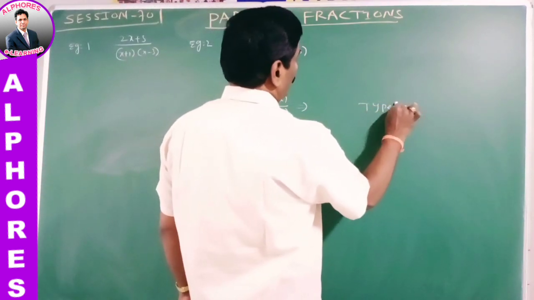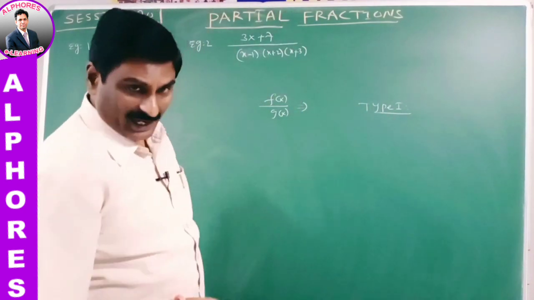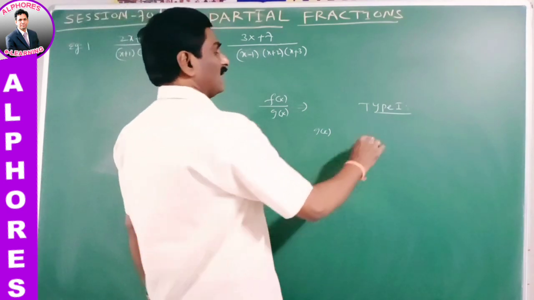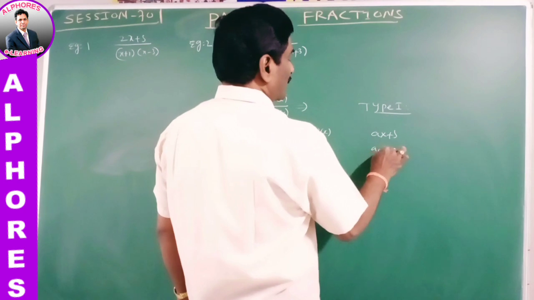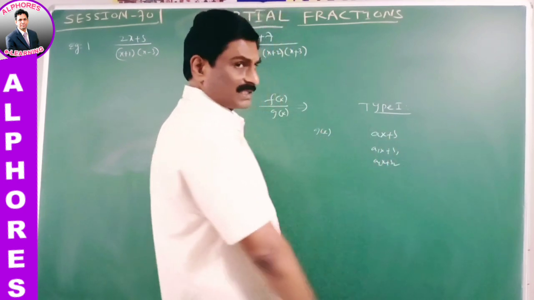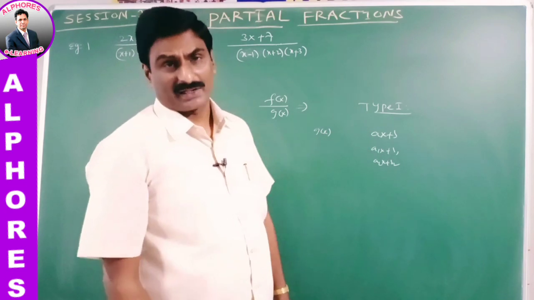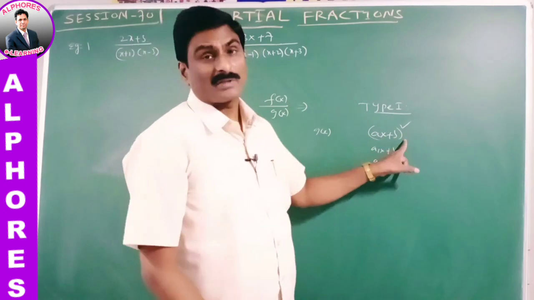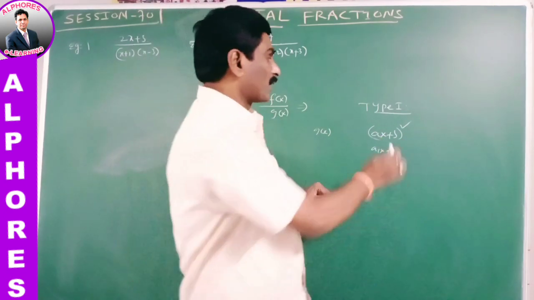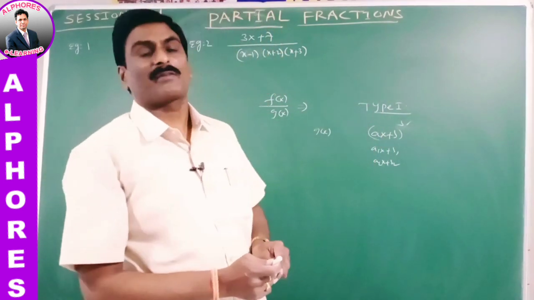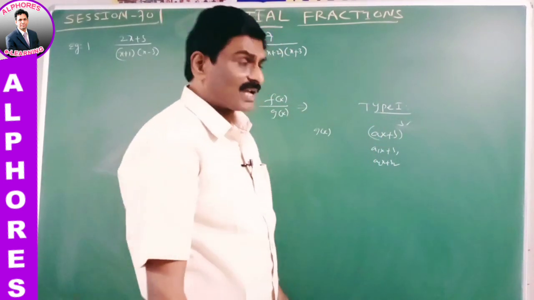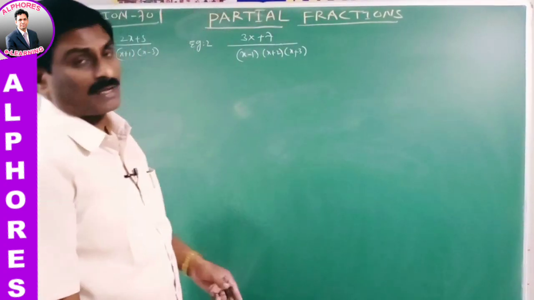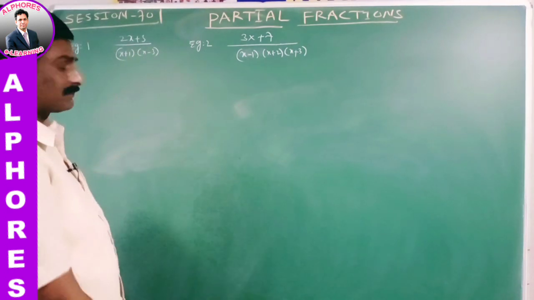In type 1, f of x by g of x is a proper fraction and denominator g of x contains non-repeated linear factors. What are the linear factors? Linear factors are in the form of ax plus b, a1x plus b1, a2x plus b2, first degree equations. These are said to be non-repeated linear factors. What are the repeated linear factors? Suppose ax plus b whole square, that means ax plus b into ax plus b. It is 2 times repeated, said to be a repeated linear factor. Whole cube is a repeated linear factor of order 3. In the last class we discussed the partial fractions of non-repeated linear factors. Please write the examples.